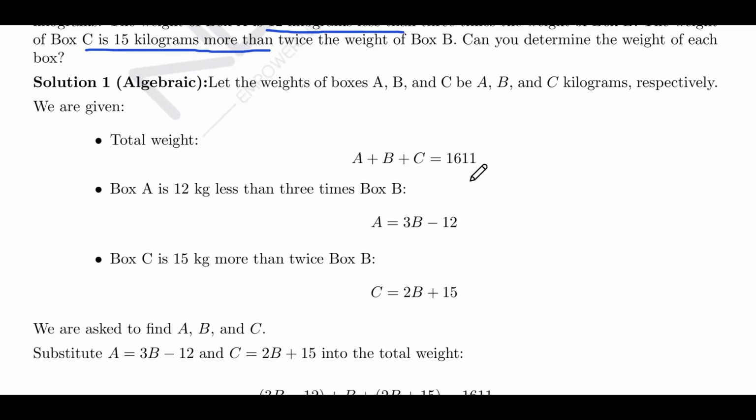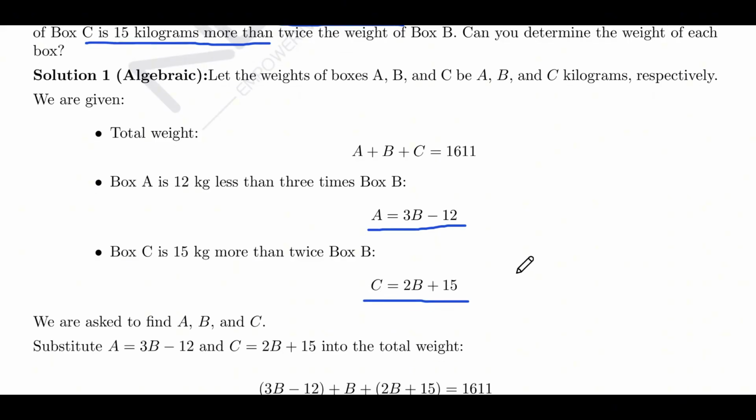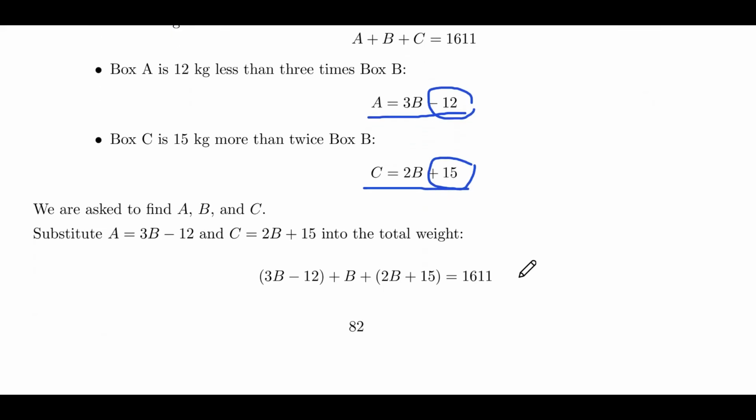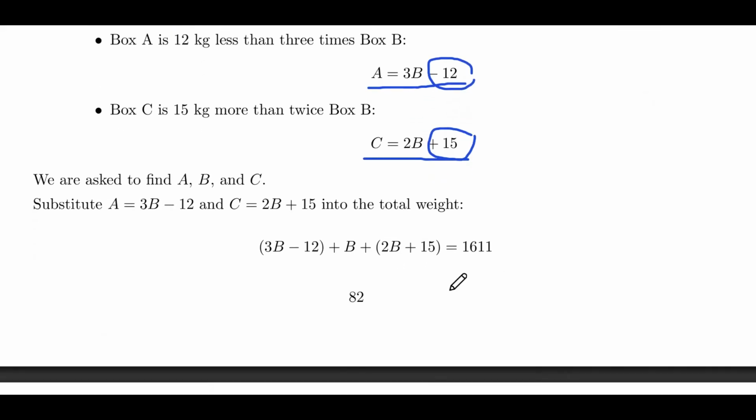Let's tally up our shares of B. We have 1 share for box B itself. Box A contributes 3 shares, and box C contributes 2 shares. That is a total of 6 shares. Now look at the loose numbers. Box A has minus 12, and box C has plus 15. Combined, 15 minus 12 gives us a net addition of 3 kilograms.